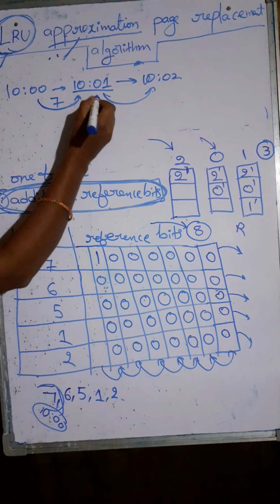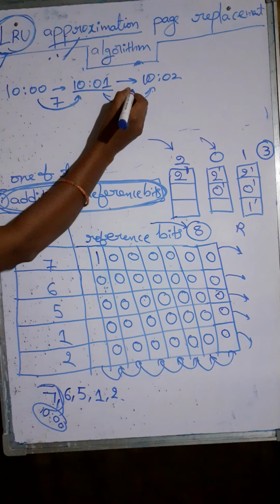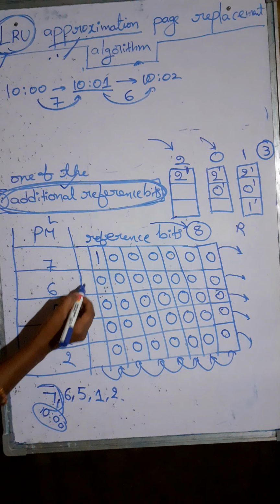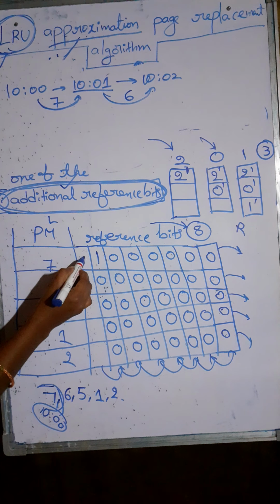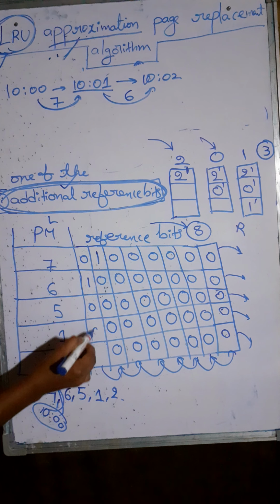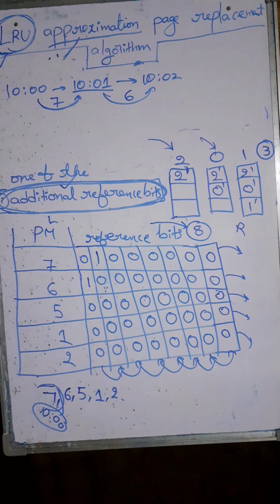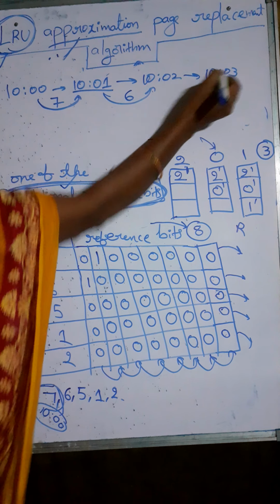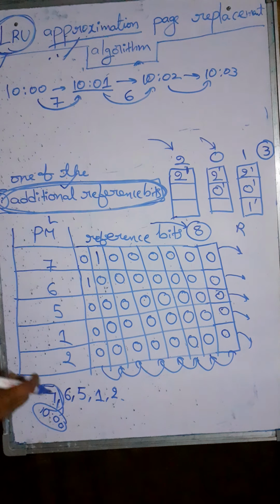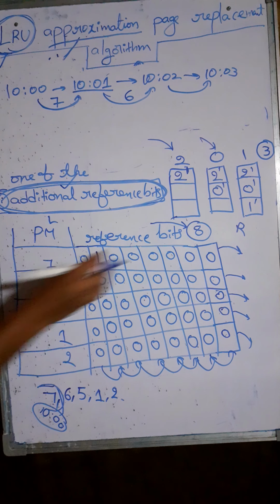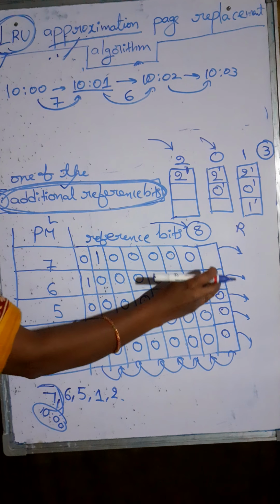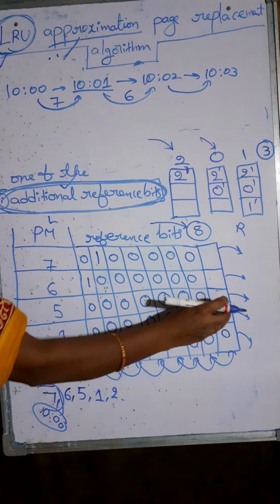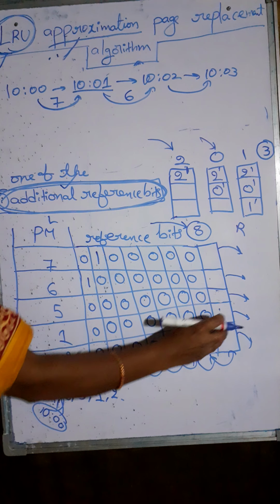Now from 10:01 to 10:02, there is a request for page number 6. That means for page number 6, the reference bit is set to 1, and for all the other pages, reference bits are set to zeros. Now the time is 10:03, so after 1 minute, again we should drop the lowest bit and move the bits to the right side.